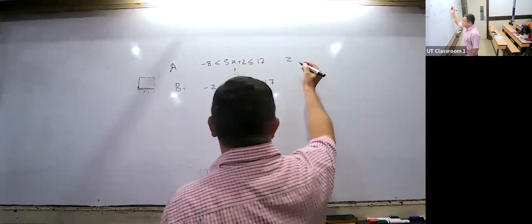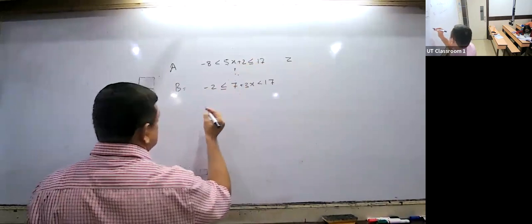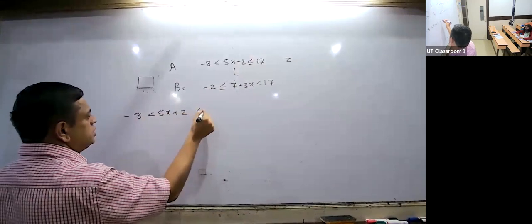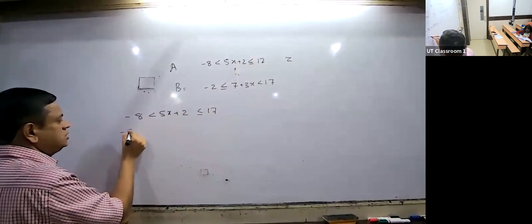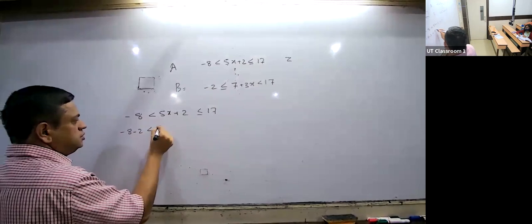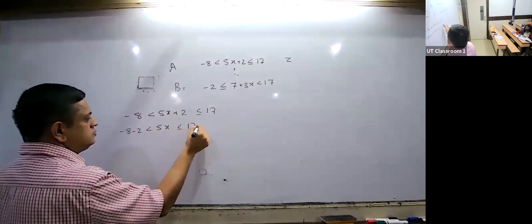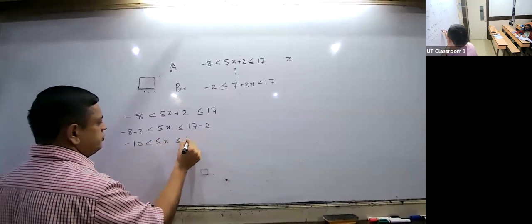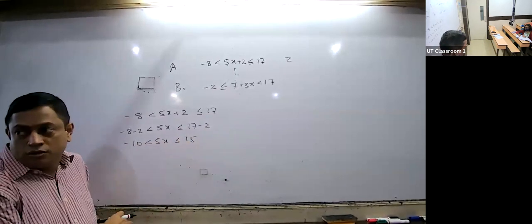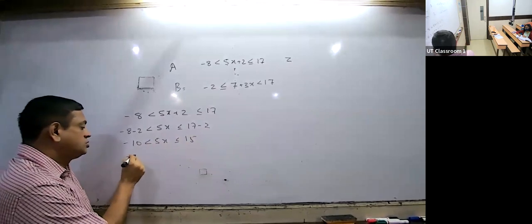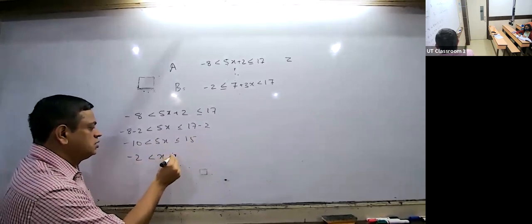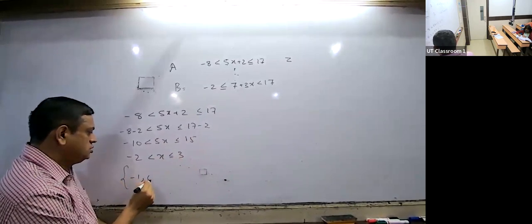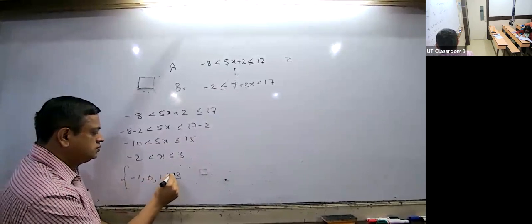First of all, you have to simplify this one. So first is coming as minus 8 less than 5x plus 2. Subtract 2: minus 8 minus 2 less than... minus 10 less than 5x less than or equal to 50. Divide by 5. So minus 2 less than x less than or equal to 10. So the solution is coming as minus 1, 0, 1, 2, 3.